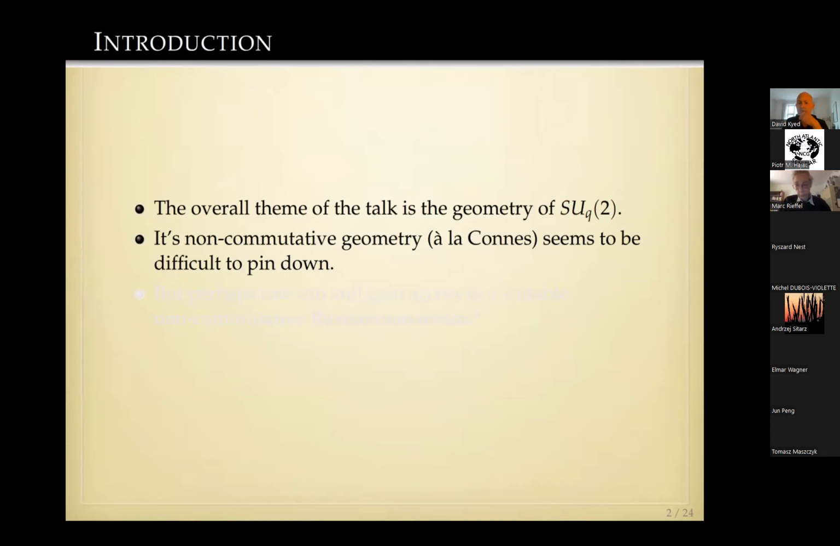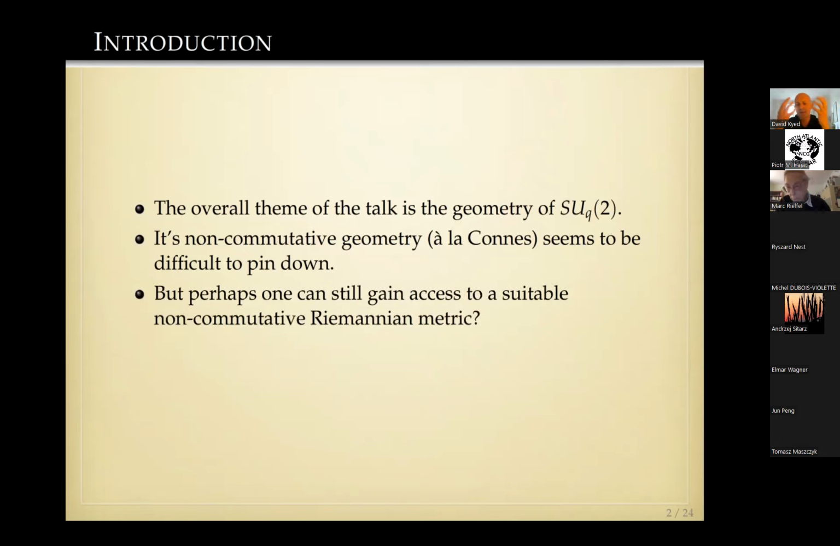So I'm not going to solve this issue of modifying Connes's axioms into a version that is suitable for quantum SU2. I think this is something that will require some more years of thinking, but I'm going to take a slightly more pragmatic approach in that I will ask, maybe instead of asking for fully fledged spin geometry, maybe one can ask for a non-commutative version of a Riemannian metric. But before getting into the non-commutative Riemannian metric, I should tell you what a non-commutative metric is.